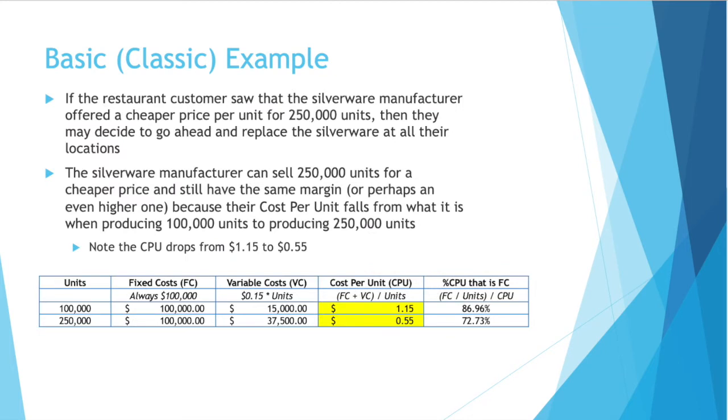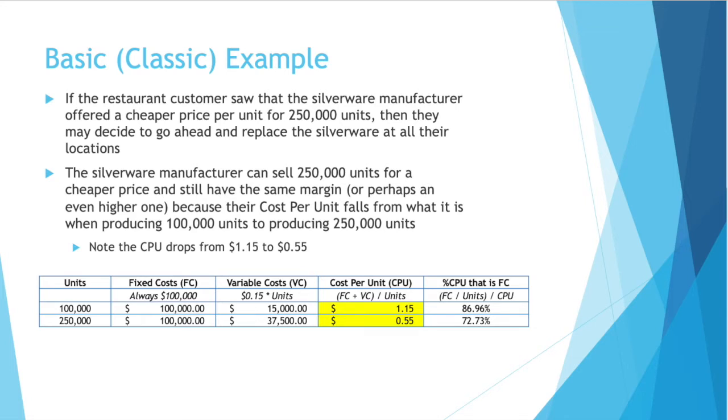If the restaurant customer saw that the silverware manufacturer offered a cheaper price per unit for 250,000 units, then they may decide to go ahead and replace the silverware for all their locations. In that scenario, the silverware manufacturer can sell 250,000 units for a cheaper price and still have the same margin, or perhaps even a higher one, because their cost per unit falls from what it is when producing 100,000 units.